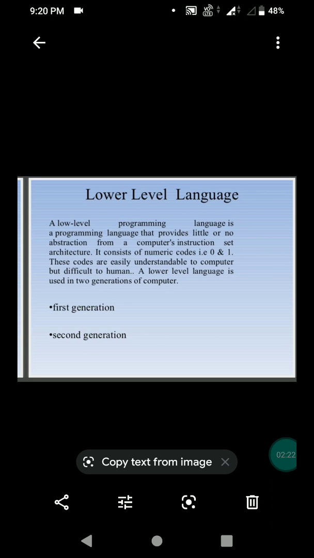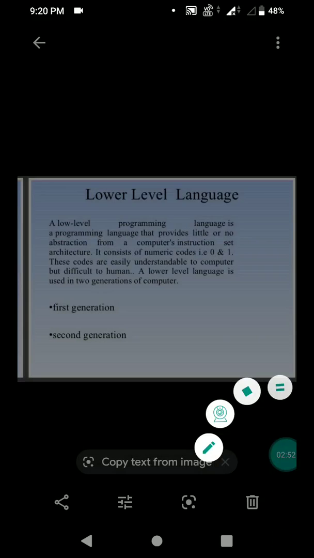So children, in the first two generations we used this low level language, which was composed of zeros and ones. This is the binary language that the computer understands. We have to write the code in the form of zeros and ones only, and then feed the input. The computer gives us the output in the form of zeros and ones only, and we have to manually convert it again into a human understandable language.